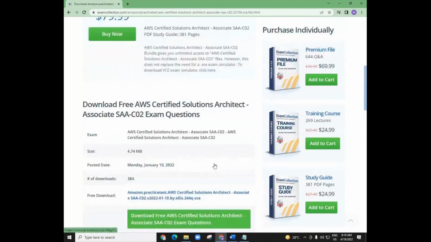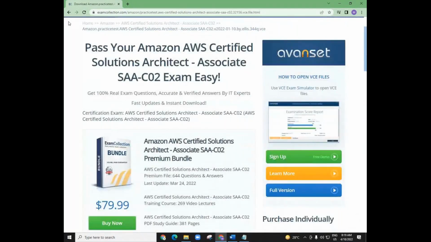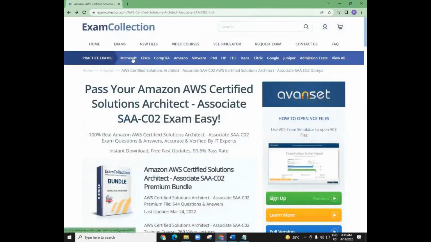Okay, I hope it is clear how to attempt the exam. Not only this AWS exam, it is the same for most of the other companies. As I showed you, there is Microsoft, Cisco, CompTIA, Amazon, VMware, PMI. Most of the companies offering online certifications have dumps. So we have to take the dumps, prepare the dumps, and then go to the exam.